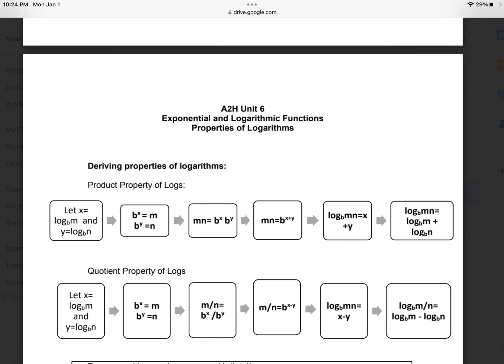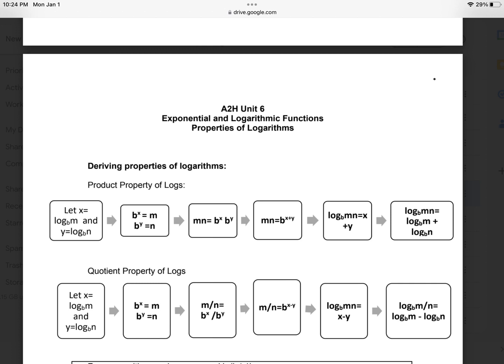This whole section is about properties of logs. And so I'm going to start by trying to explain how this product property and this quotient property works. But basically what I want you to see is that the log properties are coming straight from the exponent rules.